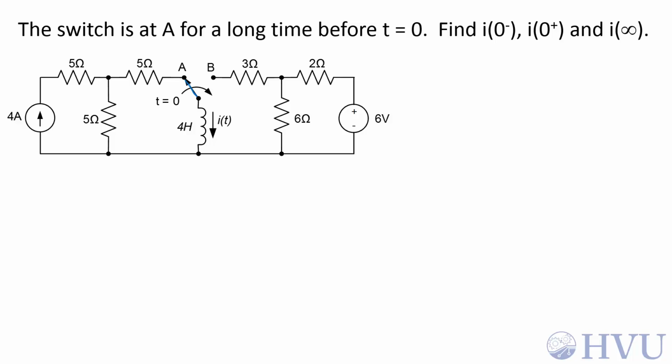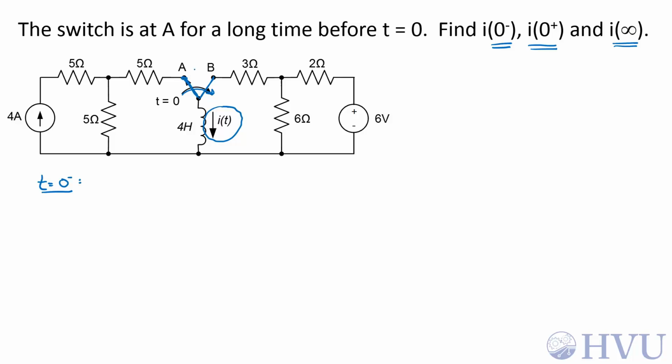In this circuit, the switch has been at position A for a long time. At t equals 0, it switches to position B. We want to know the inductor current, I of t, at t equals 0 minus, just before the switch moves from A to B, at t equals 0 plus, just after the switch has moved to position B, and as t goes to infinity. First, let's look at t equals 0 minus.